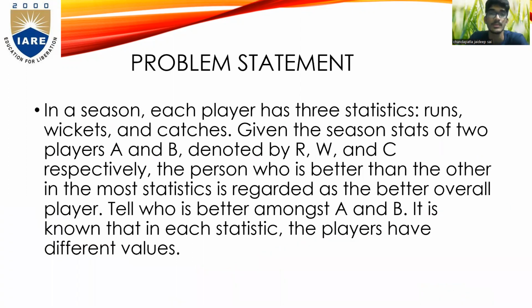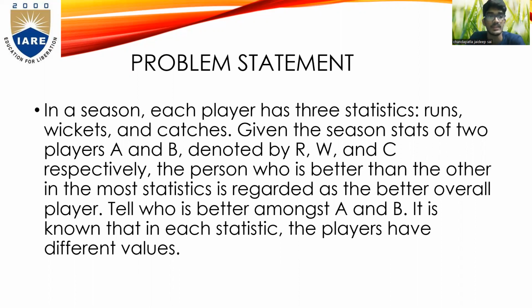So the problem statement given to me is: in a season, each player has three statistics: runs, wickets, and catches. Given the season stats of two players A and B, denoted by R, W, and C respectively, the person who is better than the other in the most statistics is regarded as the better overall player. So tell who is the best among A and B. It is known that for each statistic the players have different values. So this is the problem statement given to me.